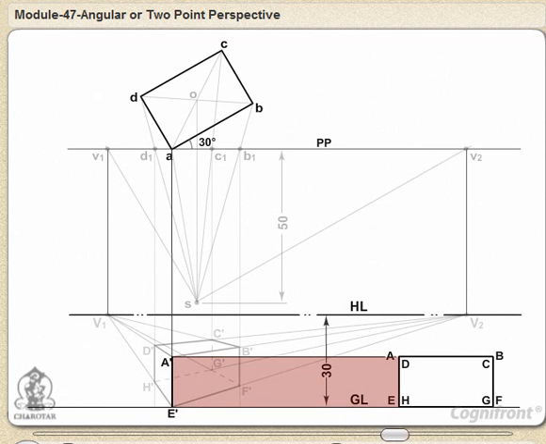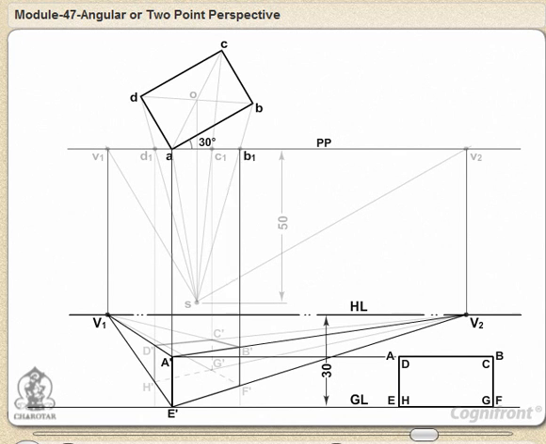This length may be measured directly or may be projected from the front view as shown. Draw lines joining A' and E' with V1 and V2. Through B1, draw a vertical line to intersect A'V2 at B' and E'V2 at F'. Similarly, draw a vertical through D1 and obtain points D' and H'.